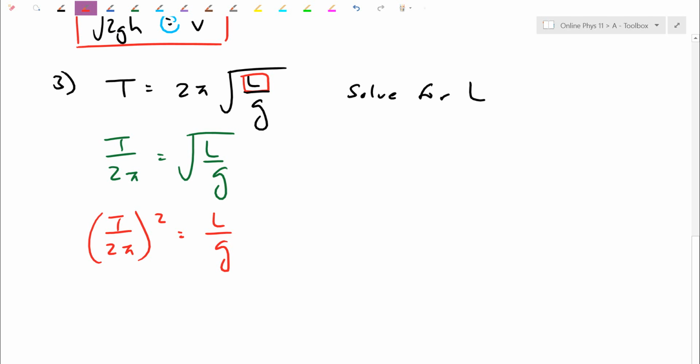In fact, in this case here, this t over 2 pi squared looks a little more confusing. If you like, you can actually just square the numbers inside. So because this is a fraction, the top term is going to be t squared. The bottom term here, the 2 pi squared, is actually 2 squared and pi squared. So this is actually going to be 4 pi squared on the bottom, equal to L over G.